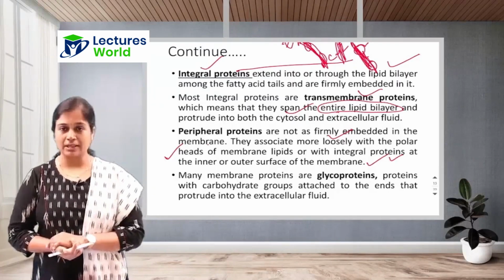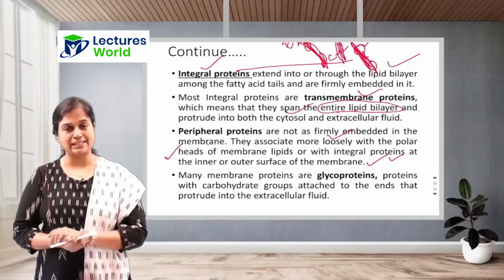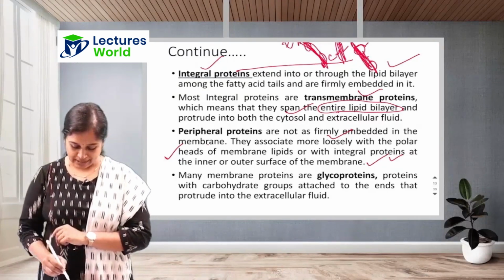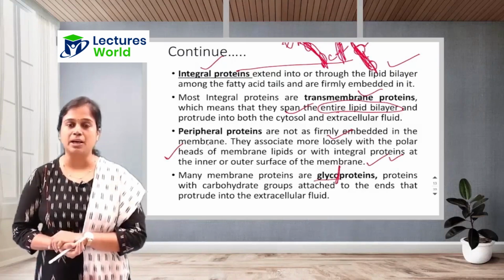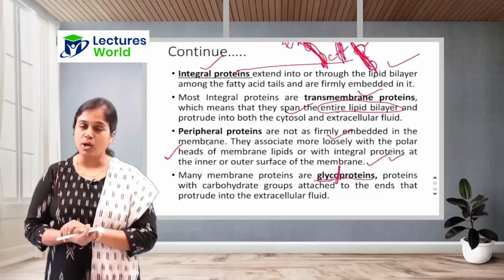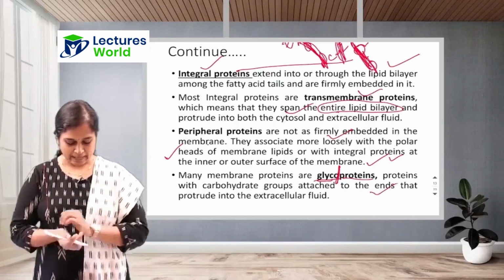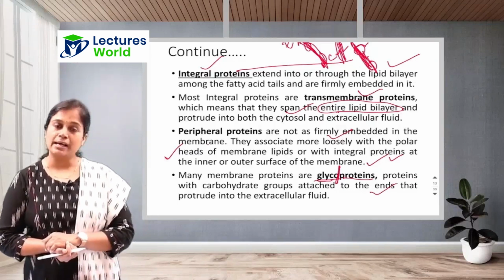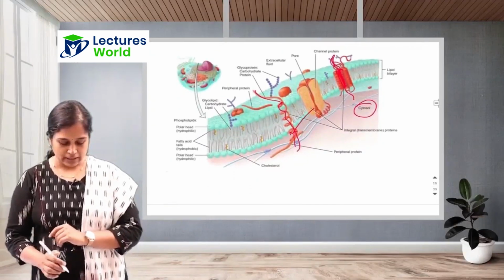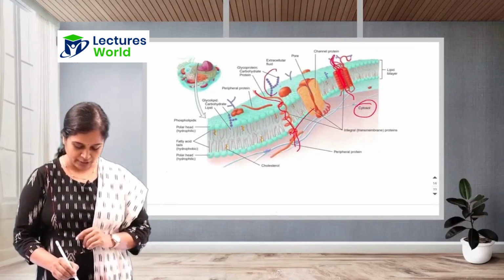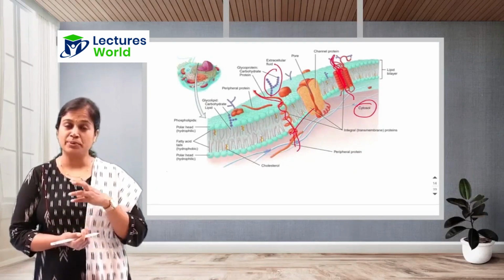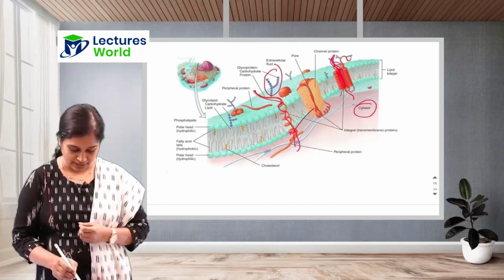Many membrane proteins are glycoproteins. This membrane has another protein as well, that is known as the glycoprotein, a protein with a carbohydrate. The name itself suggests glyco, related to carbohydrate group, the carbohydrate group which is attached to the protein. So these are proteins with carbohydrate groups attached to the ends that protrude into the extracellular fluid. You can see in this image, this is the glycoprotein. See, this is the glycoprotein. Where is it attached? It is attached to the protein which protrudes extracellularly.